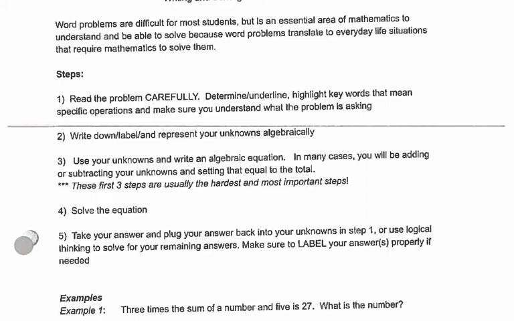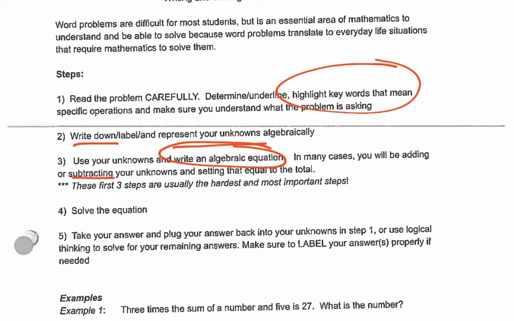So remember your steps. Read the problem carefully. That's really, really important. Highlight keywords. Label your unknowns. That's so important for the more difficult problems. And then once you label your unknowns, write an algebraic equation. A lot of times you're going to be adding them together or subtracting them, depending upon the problem. The easy part is solve the equation. And then once you get your answer, read the problem carefully, because sometimes you take the answer and actually plug it back in to figure out what the question's actually answering.